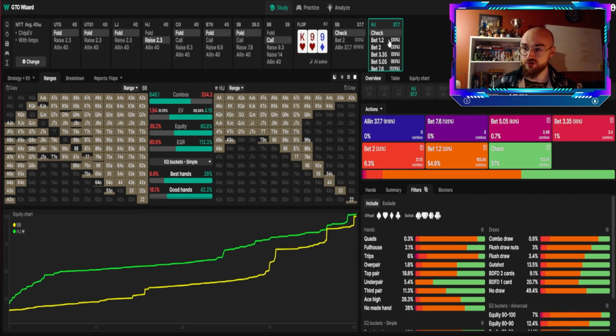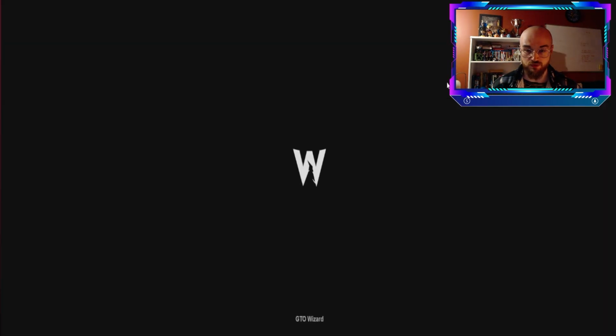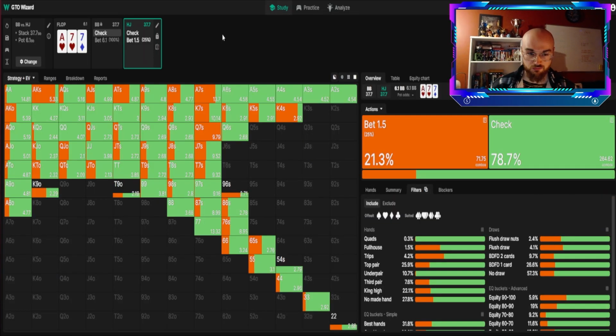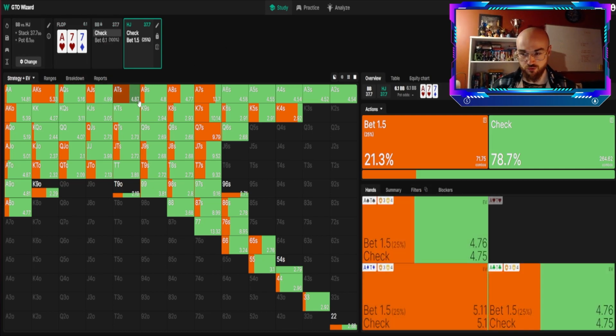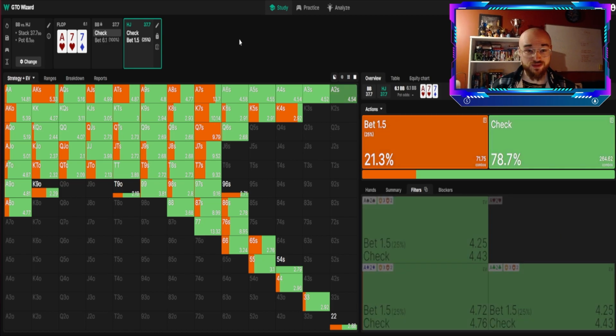Next, king 9-9 flush draw. Solver strategy bets quite a lot. 4.16 goes to 4.11. Lastly, I want to look at the most extreme paired board that I could find. This is a 7-7 flush draw. And look at this checking range, 78.7% checks.